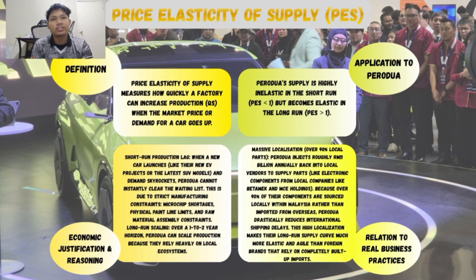However, in the long run, scaling over 1 to 2 years, Perodua can easily scale production because they rely heavily on the local ecosystem. And finally, the relation to real business practice: Perodua practices massive localization, where over 90% of their parts are local. Perodua injects nearly 2 billion ringgit Malaysia annually back into local vendors for supply parts like electronic components. Because 90% of their components are sourced locally within Malaysia rather than imported, Perodua drastically reduces international shipping delays.